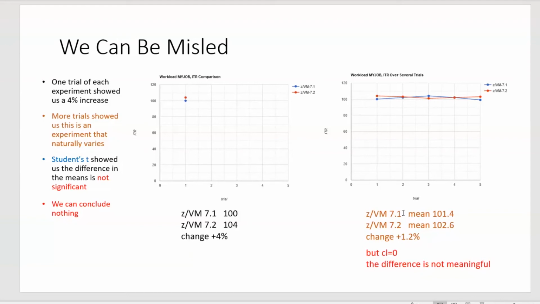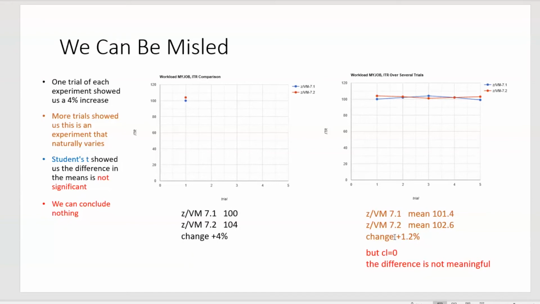And what we'd like to know is whether we can say anything meaningful about the comparison of 7.2 to 7.1. So your first reflex might be, well, we'll just take the average. We'll take the average of the 7.1 results, and we'll take the average of the 7.2 results, and we'll compare those, and we'll claim that the change is 1.2%. So that's a different answer from 4, but it turns out that that's also wrong.